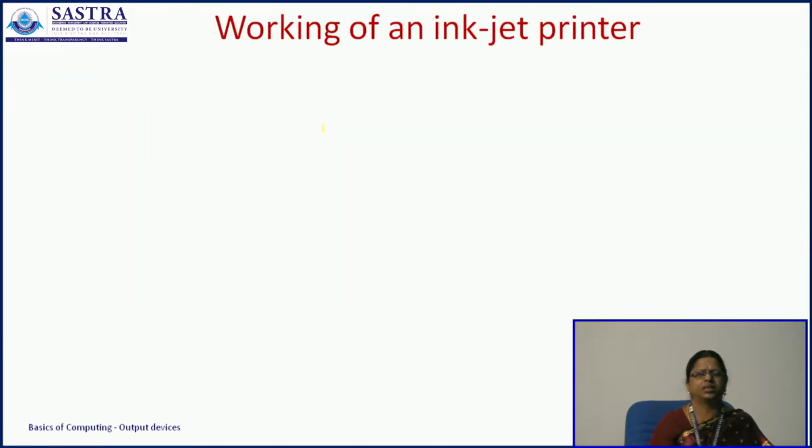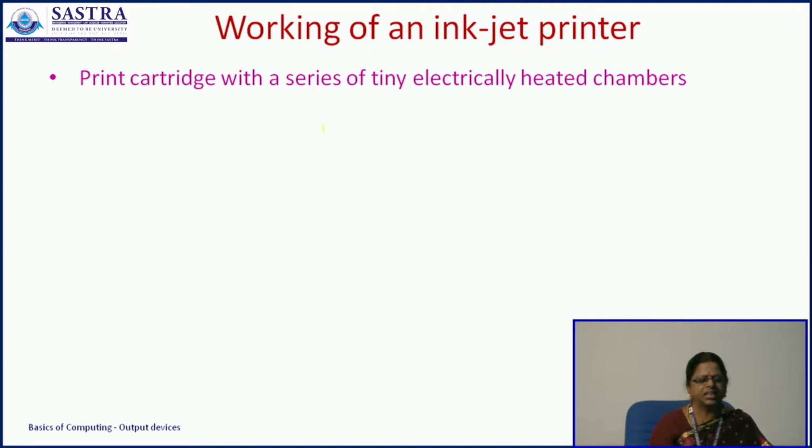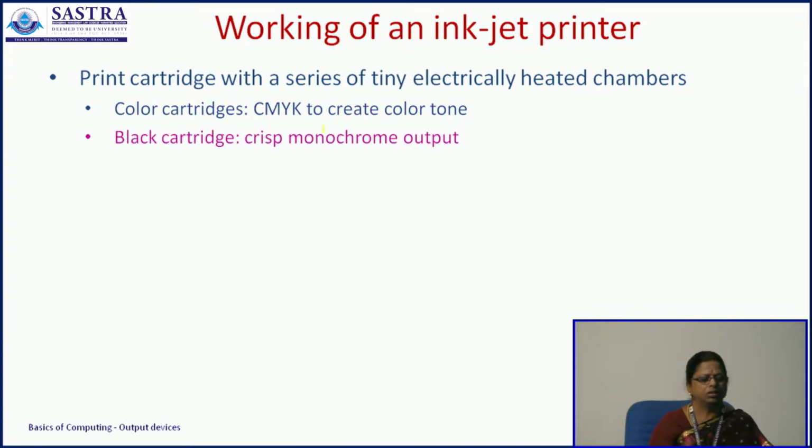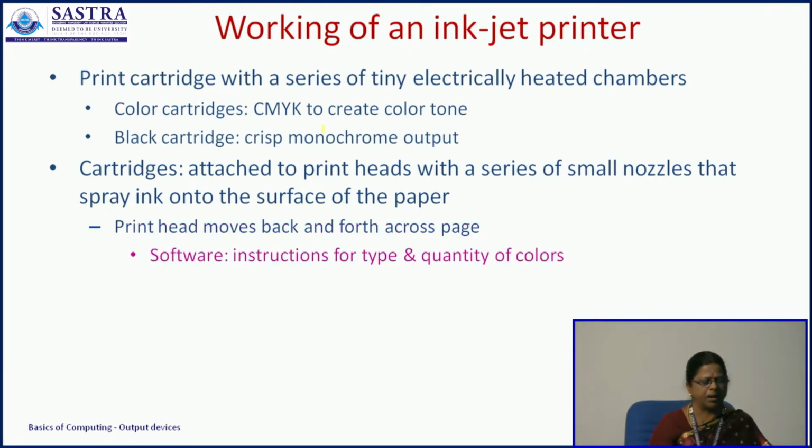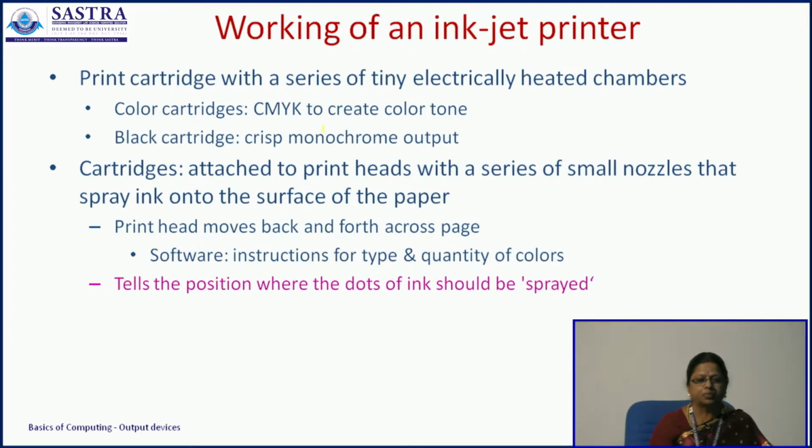How does this inkjet printer work? There is a print cartridge with a series of tiny electrically heated chambers, wherein we have the color cartridges which have the CMYK to create the color tones and a black cartridge to get crisp monochrome output. Cartridges are attached to printheads with a series of small nozzles that spray ink on the surface of the paper. The printhead moves back and forth across the page based on the instructions given for the type and the quantity of colors. The software also tells the position where the dots of ink should be sprayed.